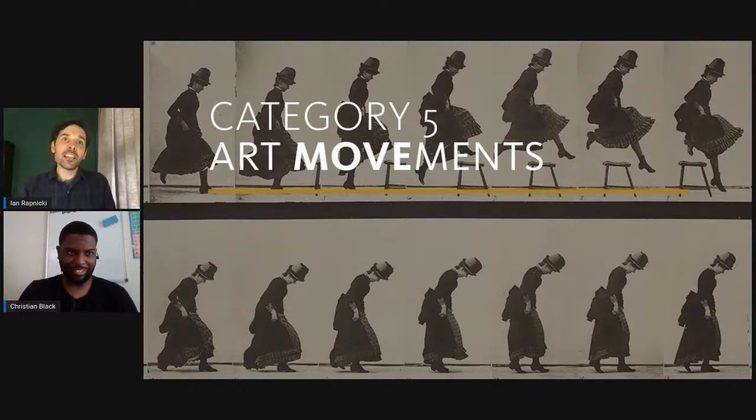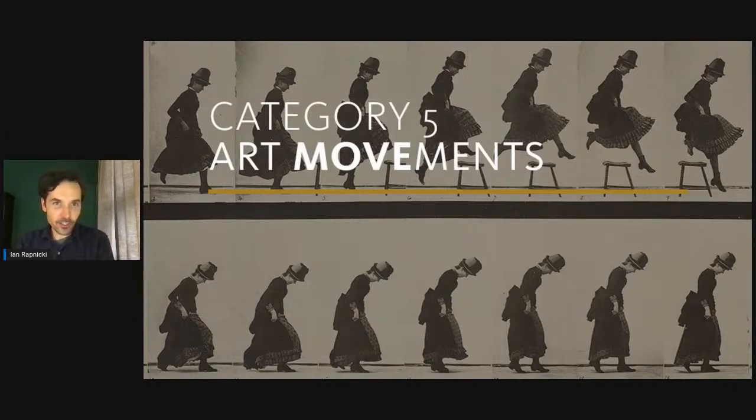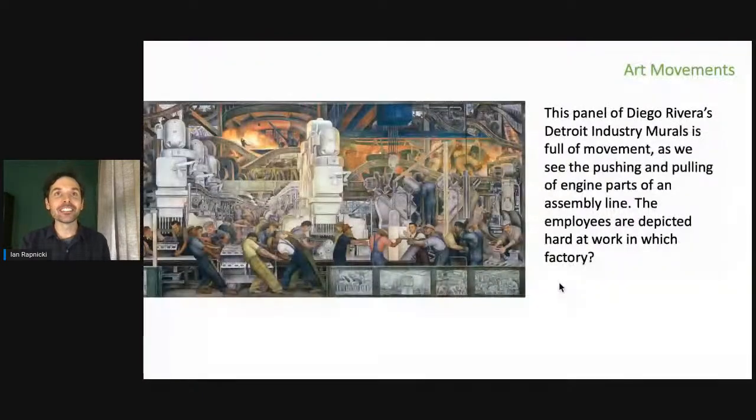But we'll see what happens in category five. Anything can go. Art Movements is that category. Art Movements. These are artworks that somehow relate to movement. The first one of those is partially seen on your screen here. This is a panel of Diego Rivera's Detroit industry murals.